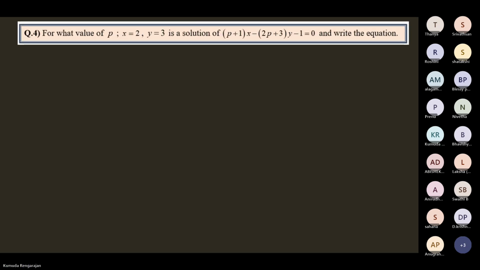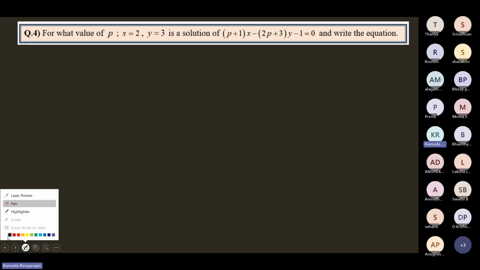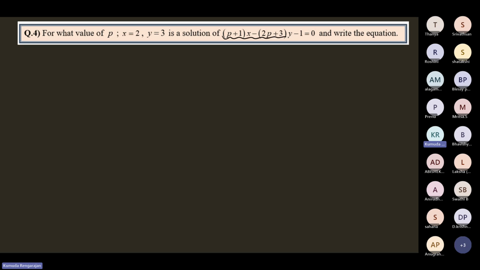Fine. For what value of P, x is equal to 2, y is equal to 3, it's a solution of the equation given there. And write the equation. Okay, so we need to understand what the question means. See, this is an equation. You can see x here, and this is its coefficient, p plus 1. You can see y here, and this is its coefficient, 2p plus 3.